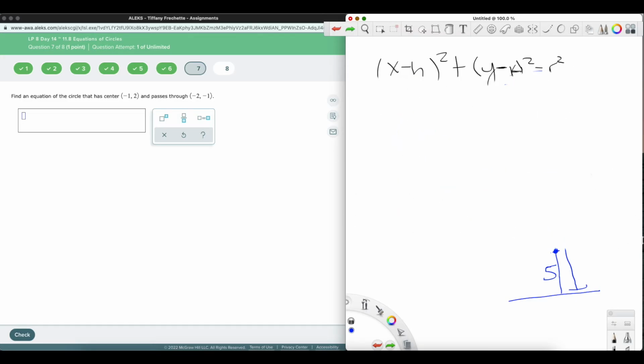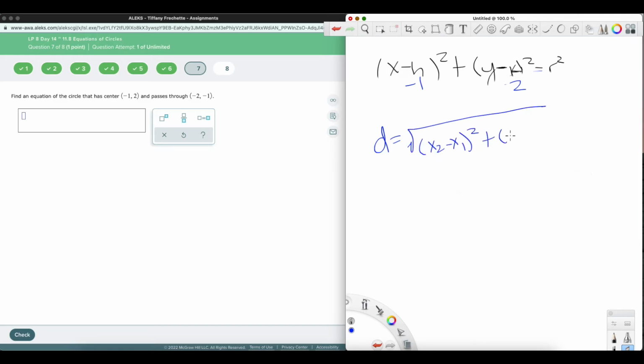Okay. So now we're not being given the radius or the diameter straight out. We're going to have to find that distance. I do know the center, so I know it's going to be -1 and 2, but I need to know the radius. I don't have that piece. So I'm going to need to know what is the distance from the center to this point. So I'm going to have to use the distance formula here. The distance formula is the square root of x2 minus x1 squared plus y2 minus y1 squared.